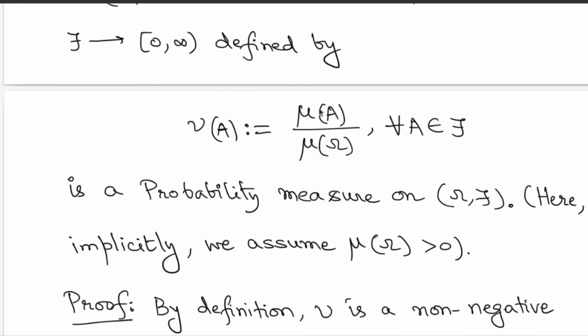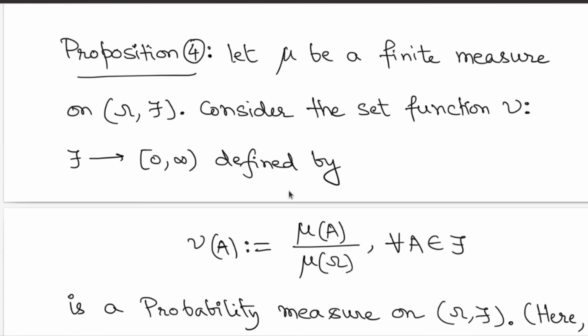That's the ratio I am looking at, and automatically this value is less than or equal to 1, because the maximum value mu of A can take is mu of omega itself, which we have proved earlier. So this ratio falls between 0 and 1, and nu of A as defined takes values between 0 and 1. Now all you have to check is that this is a probability measure. This is the claim of the proposition.